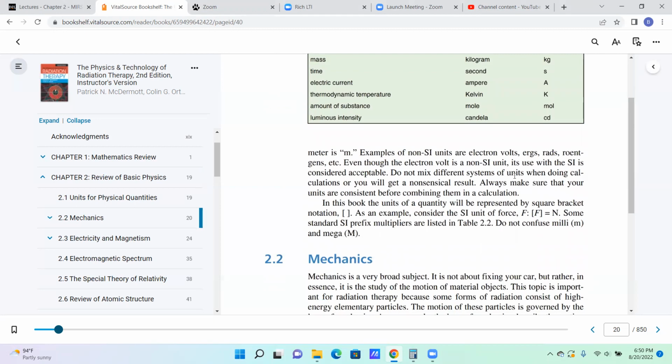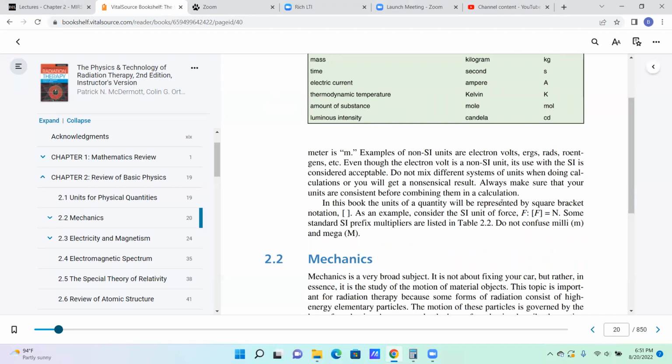Examples of non-SI units are going to be electron volts, which you will see, ergs, rads, Rankins, those kinds of things. Even though the eV is not considered to be an SI unit, its use with the SI is going to be considered acceptable.